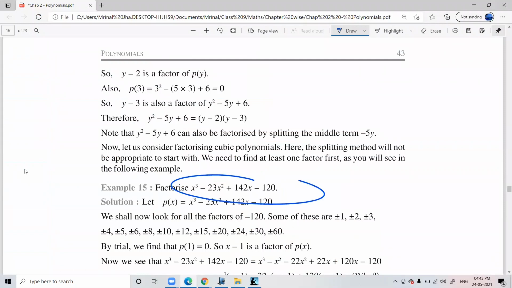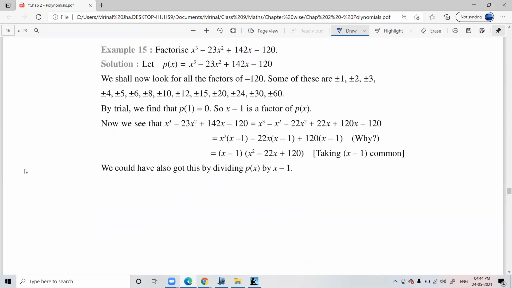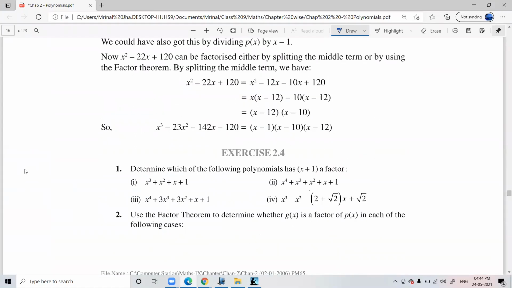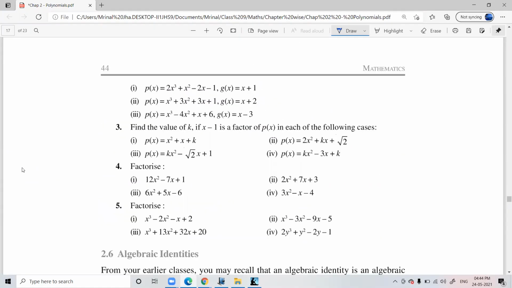Okay, this example we'll take it later, when we have learned the factor theorem method. We can't do this using splitting the middle term. So let's skip that for now. Go to the exercise and solve this fourth problem.